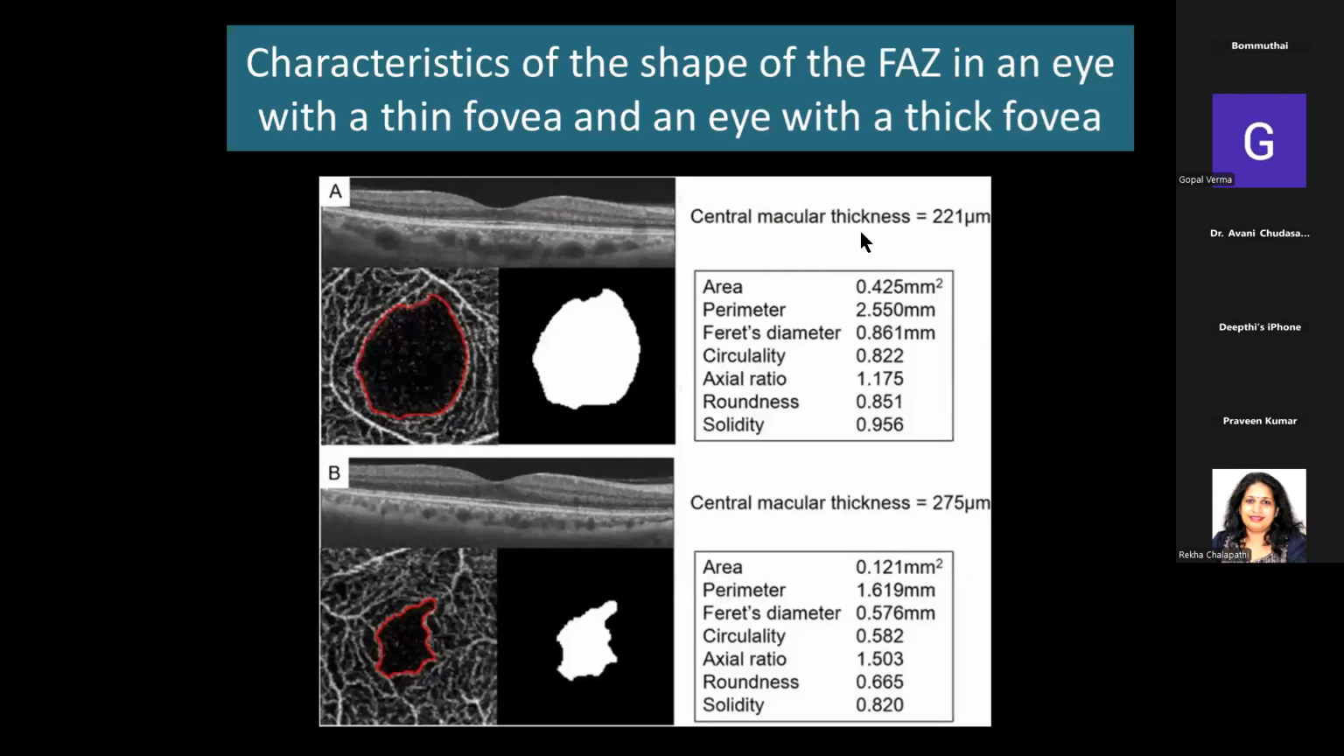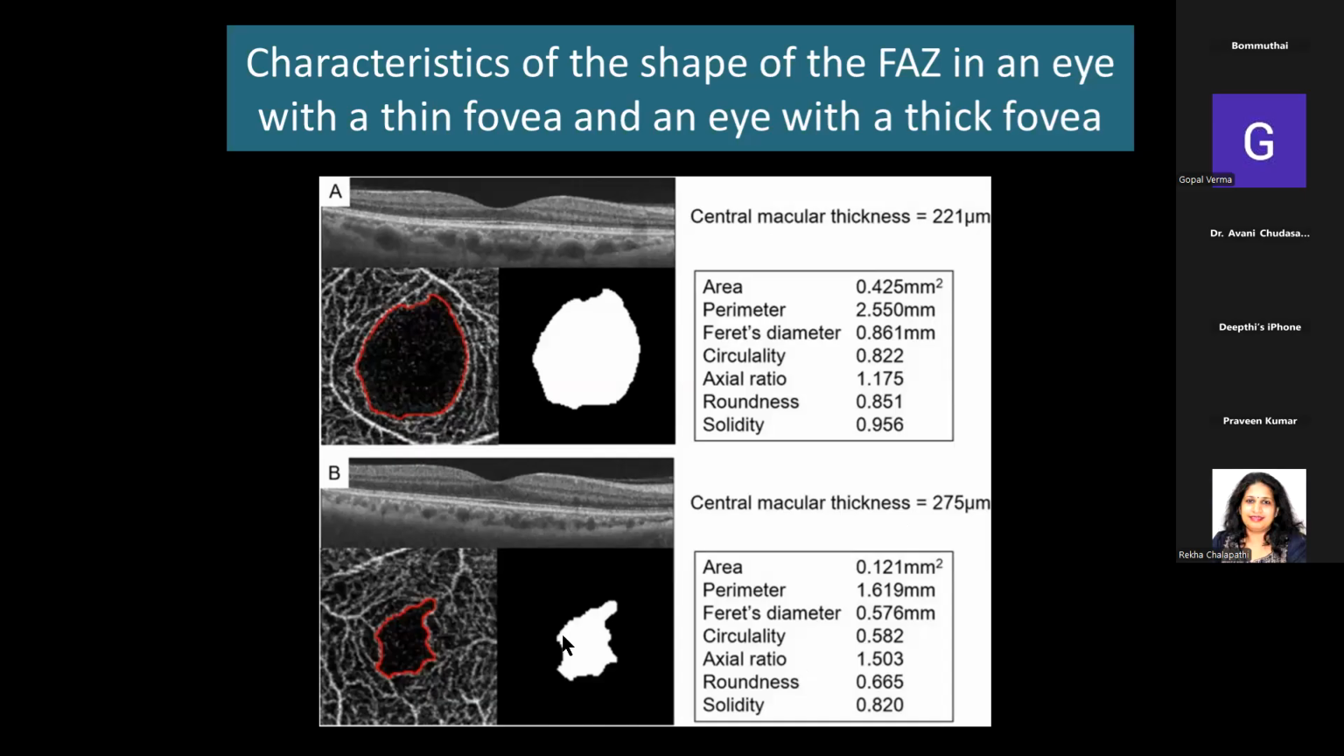As I told, it can vary from thin. If somebody has a thin fovea and a thick fovea, you can see this is a patient with a central macular thickness of 221 microns. This is with 275 microns. See how the measurements vary. Even the circularity, axis ratio, solidity, roundness, all these vary. So one should be very careful in assessing, judging and analyzing the patients. You need to keep a watch on these erroneous factors.